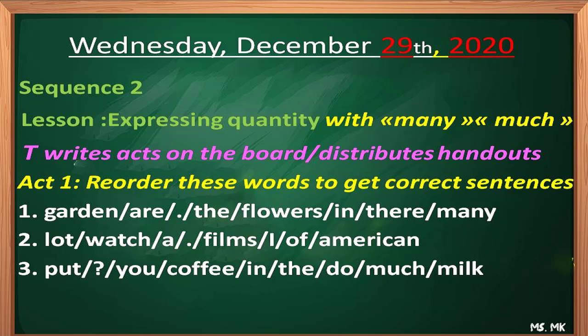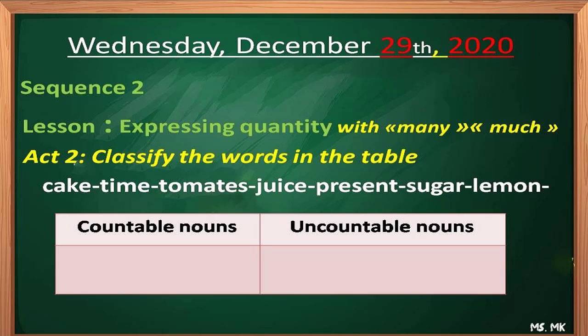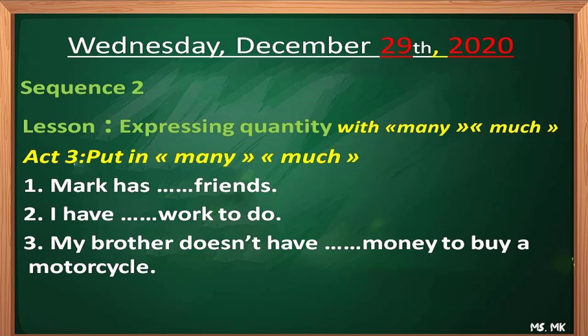In the second activity, I asked my pupils to classify these words in the table. Here it requires some meaning. They have to understand the word in order to see whether they can count it or not, in order to classify it in the table. Then I presented another meaning-based activity. Here I asked them to put in many or much. Simple activity, 3-4 sentences are enough.